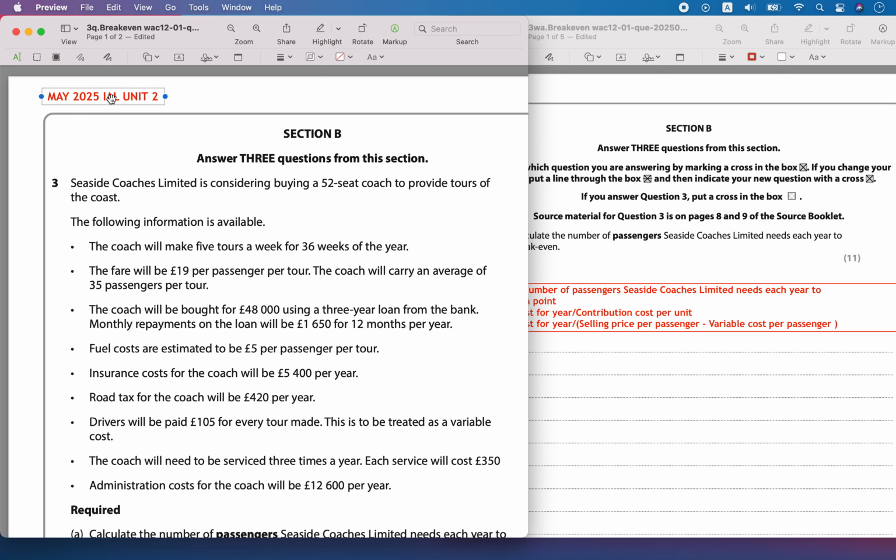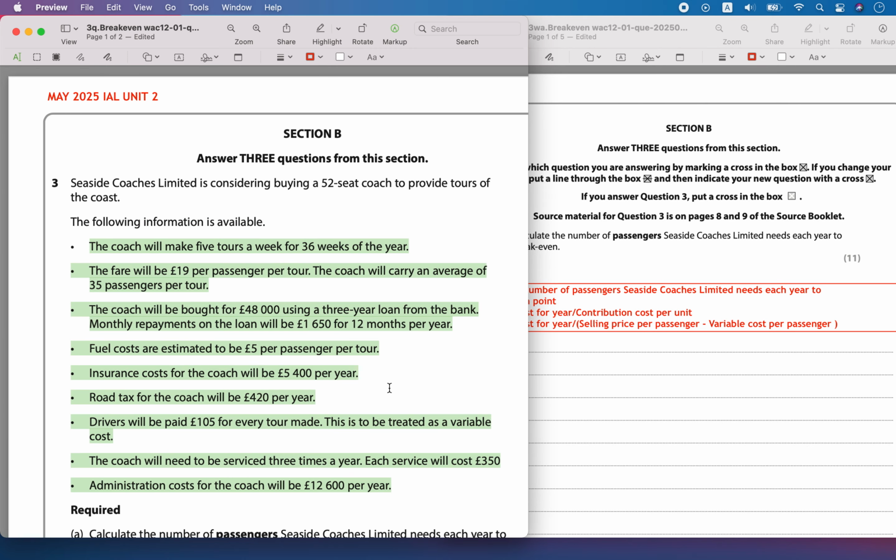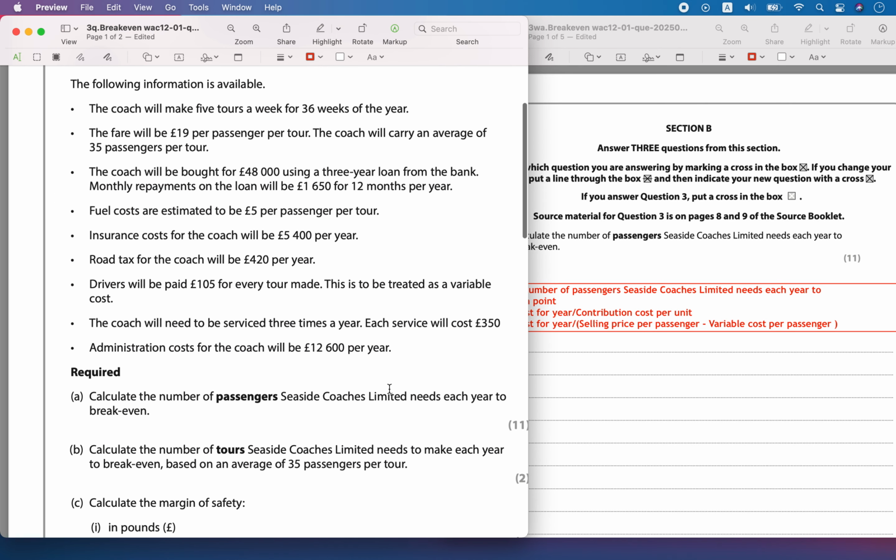Hello. Today we are solving May 2025 IAL Unit 2 question number 3. Seaside Coaches Limited is considering buying a 52-seat coach to provide tours of the coast. The following information is available. It has given how it is going to operate and what the cost is, the fixed cost and variable cost. Okay, it is going to incur.